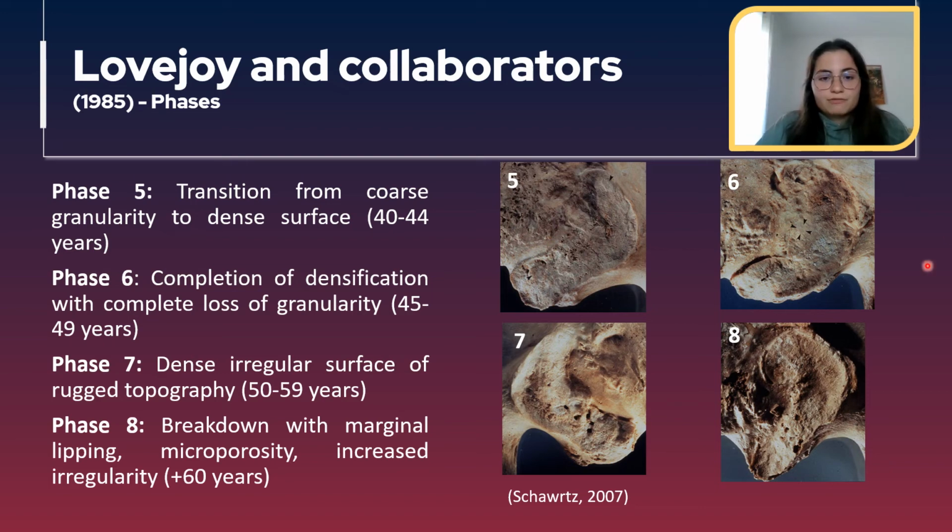In phase 7, there's a dense irregular surface of rugged topography. So you can see here that this is very irregular in this zone. And in the last phase, there's a breakdown with marginal lipping, as you can see here in this part, microporosity and increased irregularity, as you can see in this zone.